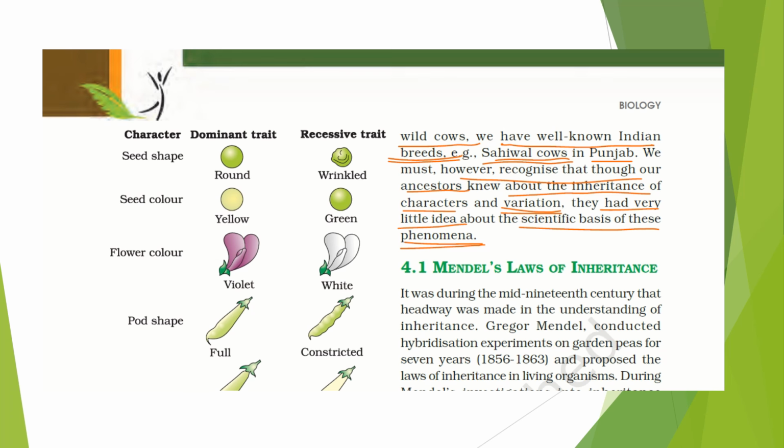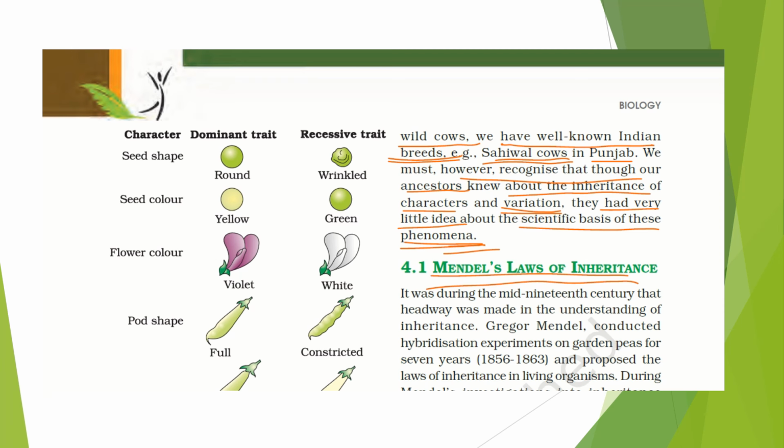They didn't know that. They knew only that if you selectively select two wild variations of plants and wild variations of animals and you breed them, the crossbreed is done, then only you will get certain variation in characters. They didn't know any scientific reason. So behind this, Mendel found out the scientific basis of this phenomenon under Mendel's laws of inheritance.